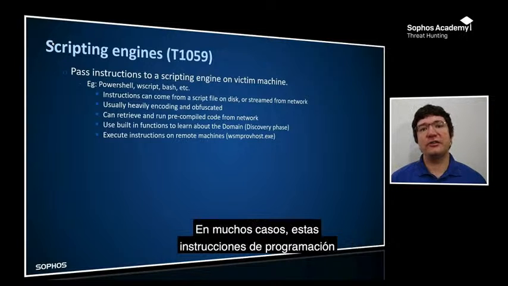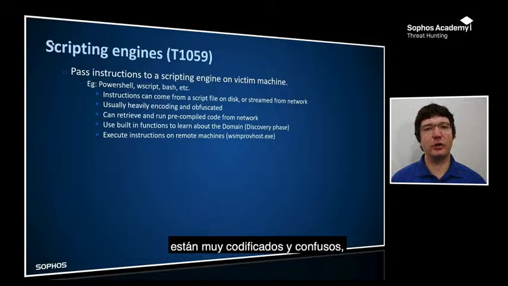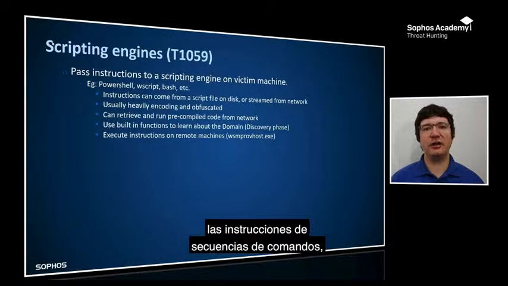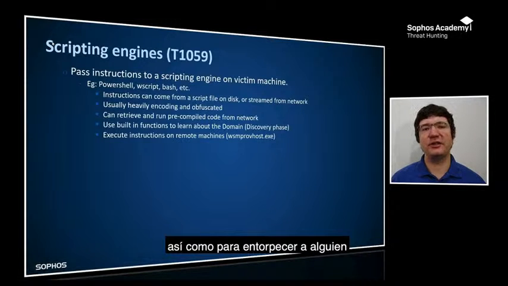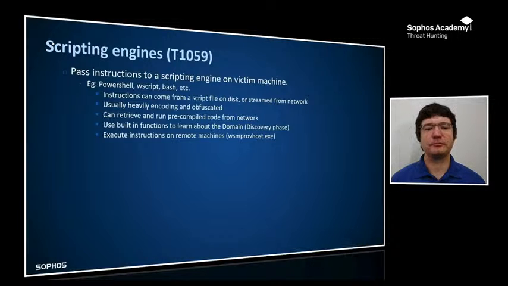In a lot of cases, these scripting instructions are heavily encoded and obfuscated, and that's usually done to prevent some sort of streaming solution from looking at plain text scripting instructions and matching a signature on it before it gets delivered to the target, as well as to hinder somebody that might be looking at it later on.